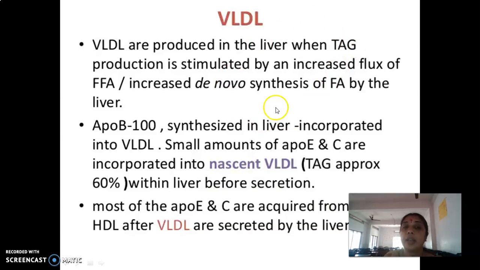Right, and the VLDL molecule, very low density lipoprotein, has ApoB100, ApoE, and ApoC as its apoproteins. All of them are synthesized by the liver only. So small amounts of ApoB100 synthesized in the liver will first be incorporated into VLDL along with small amounts of ApoE and ApoC to give rise to nascent VLDL. Right? The TG content is less compared to that of chylomicrons. Chylomicrons compared to VLDL, VLDL has a comparatively lower concentration of TG. Then again, most of the ApoE and ApoC are derived from HDL after VLDL is secreted by the liver.